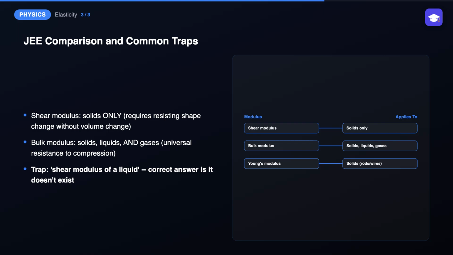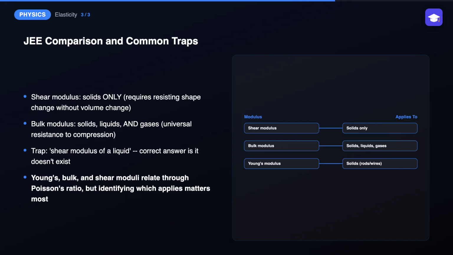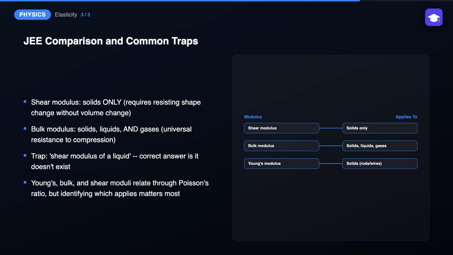Another frequently tested numerical connects all three elastic moduli, Young's modulus, bulk modulus, and shear modulus, together through a single relationship involving Poisson's ratio. Though for most standard JEE problems, correctly identifying which specific modulus applies to the given physical scenario is considerably more important than memorizing that more complex combined relationship.